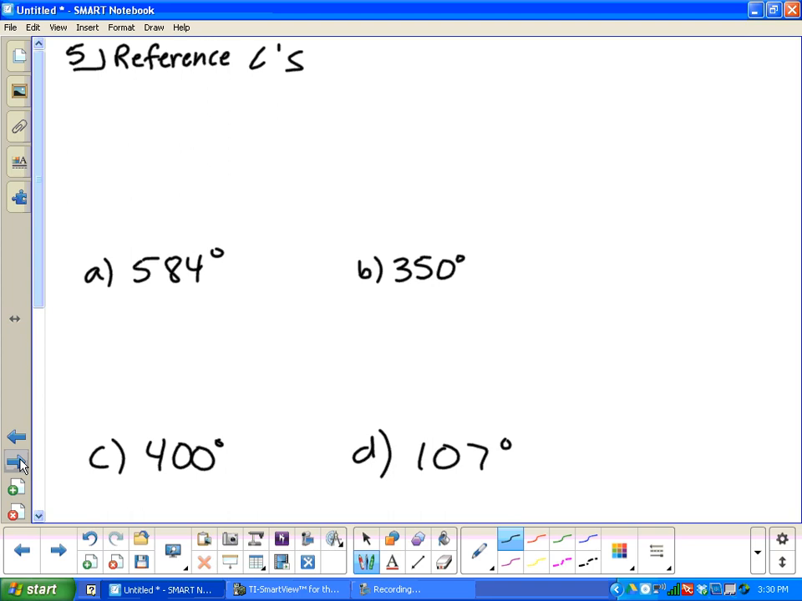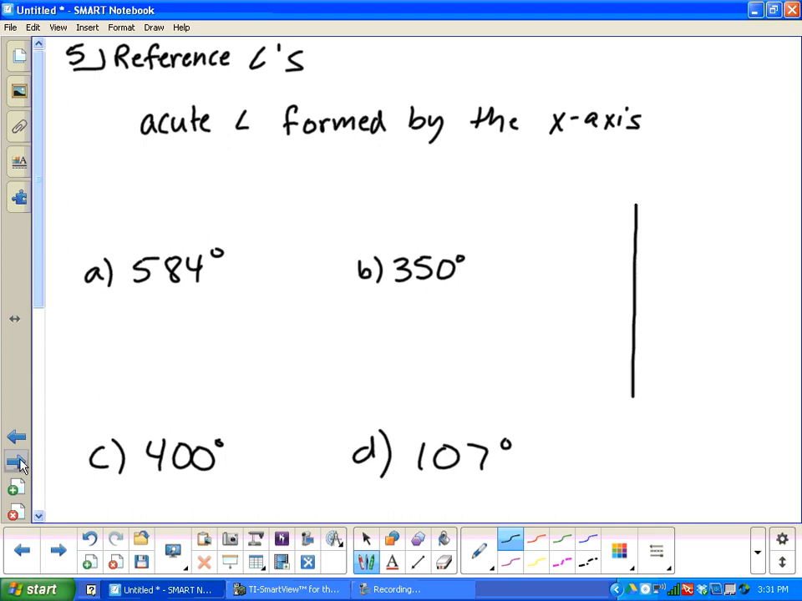Now, the next ones here ask for reference angles. And so let's look at the definition of a reference angle really quick first. The reference angle is the acute angle that's going to be formed by the x-axis. Okay, and we said in degrees here that instead of drawing these out every time, we developed rules for each quadrant. So we're going to recall the rules for each quadrant real fast here. So in the first quadrant, the angle that's going to be formed with the x-axis is always just going to be the same angle. So in the first quadrant, the reference angle is the same as the coterminal angle.